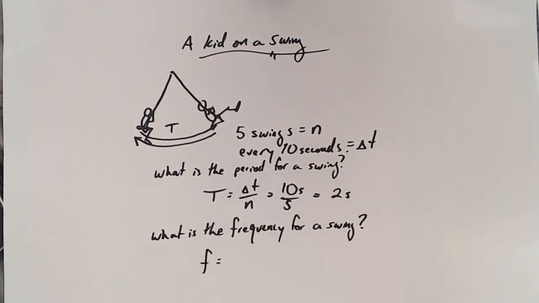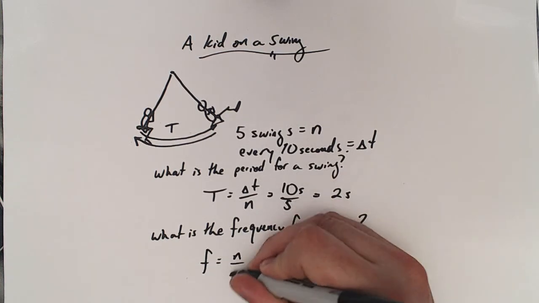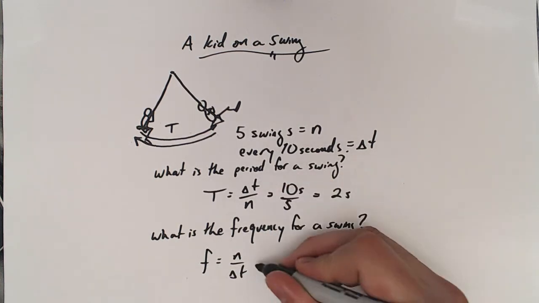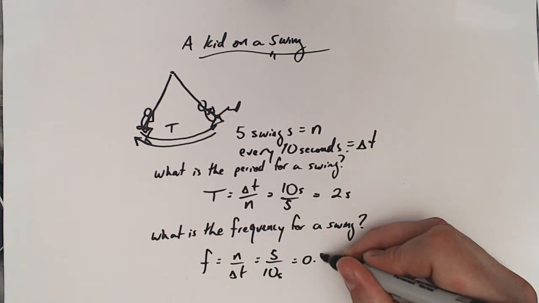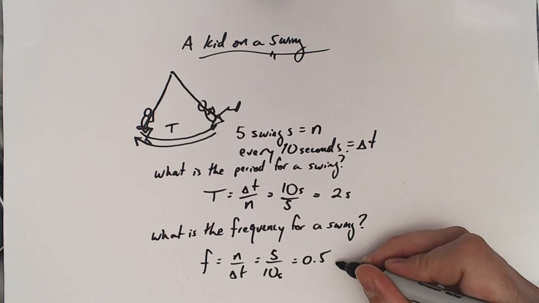Frequency, I kind of got choices here. I could say frequency is equal to N over delta T, instead of delta T over N. And I could say 5 oscillations divided by 10 seconds is equal to, of course, 0.5 oscillations per second, which is the same as saying seconds to the power of -1.